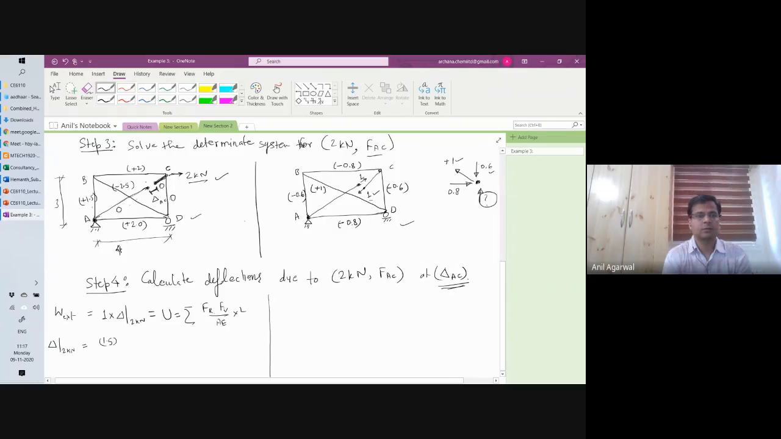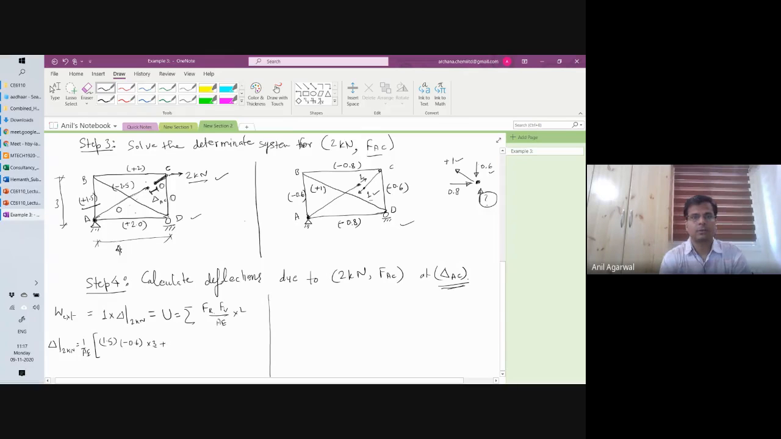1.5. I'm starting with this plus 1.5. Member AB. 1.5 multiplied by minus 0.6. What is the length? 3. Okay. And 1 by AE. Since AE is assumed to be constant throughout, or it is given in this problem that AE is constant, uniform, I'll take AE out, but the lengths are not uniform. Each member has different length. So I have to multiply with the length individually.